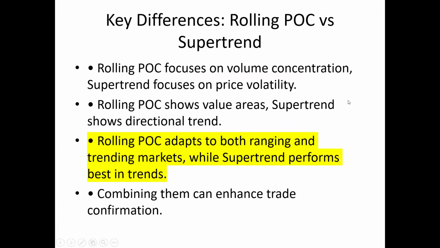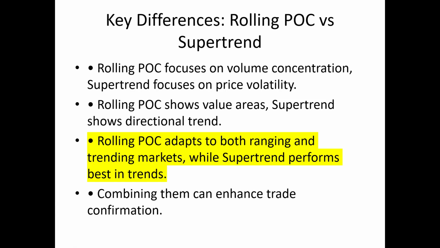So let us compare what are the differences between the rolling POC versus super trend. Rolling POC focuses on volume concentration. Volume is very, very essential in the market. Volume can change everything. You might have noticed how the big money changed completely the Nifty trend, gapping up from 24,600 to almost 24,900. You have seen that. So rolling POC focuses on volume concentration.